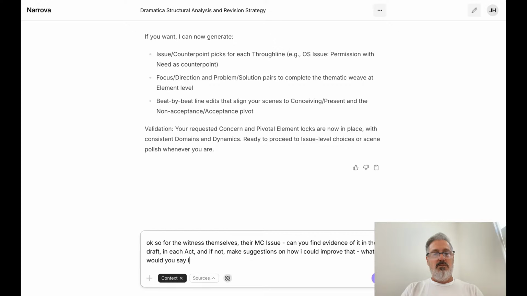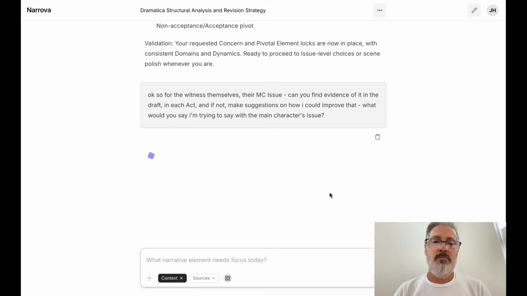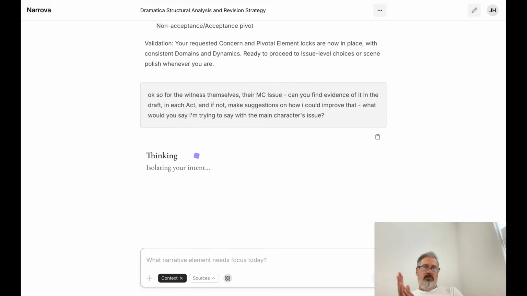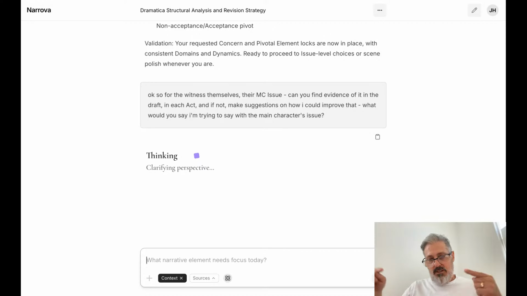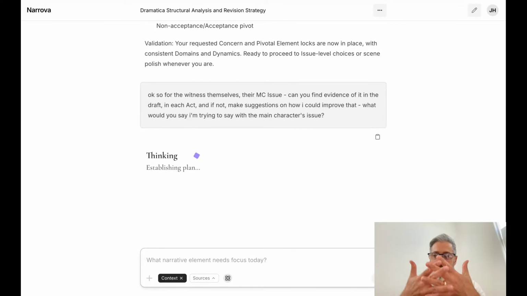What would you say I'm trying to say with the main character's issue? Because I picked it just based on non-acceptance and acceptance, and because everything is related to everything else, it went through and constructed a complete narrative story form. So there will be aspects of it that it inferred based on all the other stuff that I picked. And now to bring it all into alignment, you would go through and look at these different areas and see what could be improved.